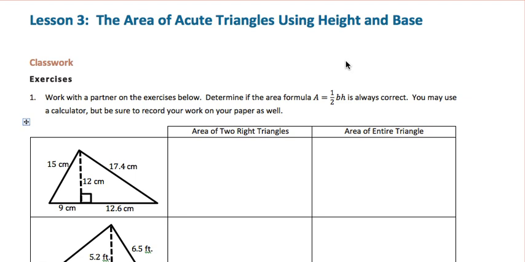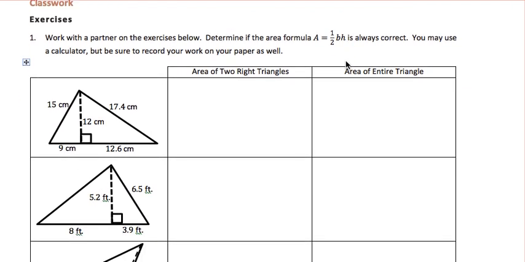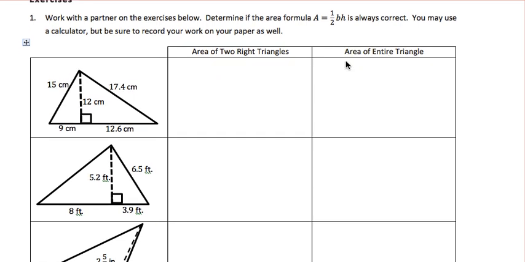In Module 5, Lesson 3, we're going to extend our understanding of area of triangles to include acute triangles as well. So our beginning exercise asks you to work with a partner and determine if the area formula A equals 1/2 times base times height is always correct. And you may use a calculator, but be sure to record your work on your paper as well.